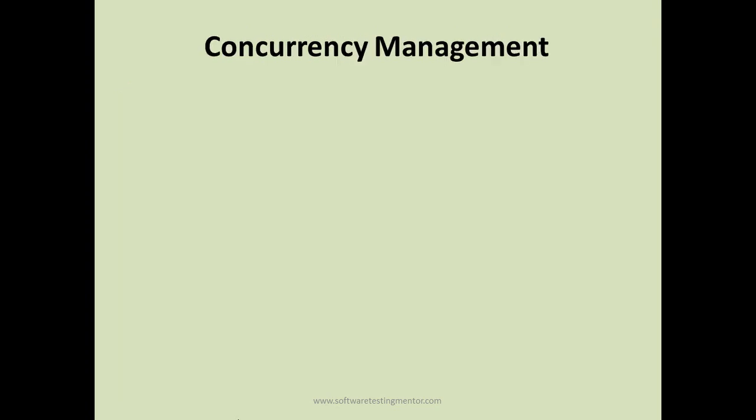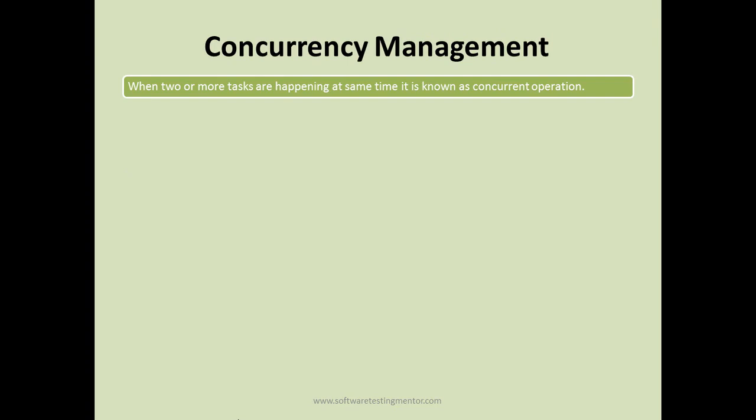So what is concurrency management? When two or more tasks are happening at the same time, it is known as a concurrent operation. So a concurrent operation is when two or more things are happening at the same time. That is known as concurrency.